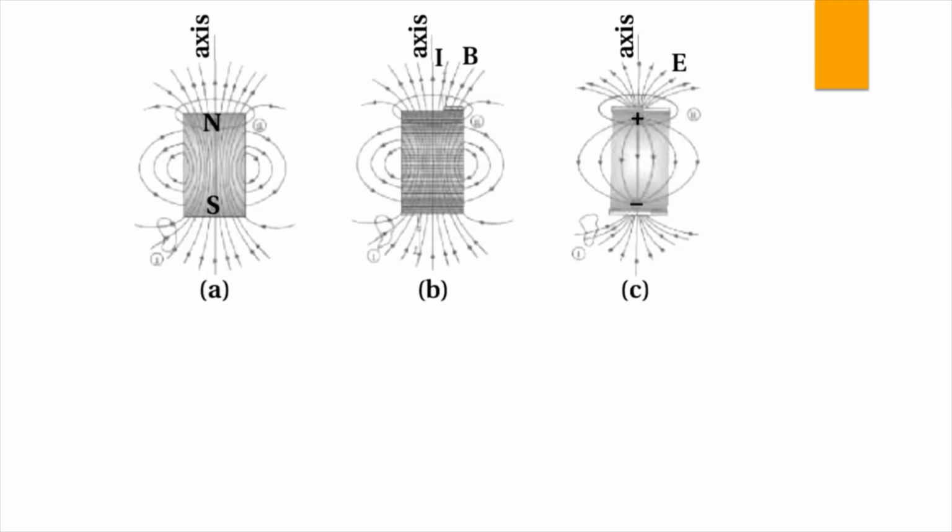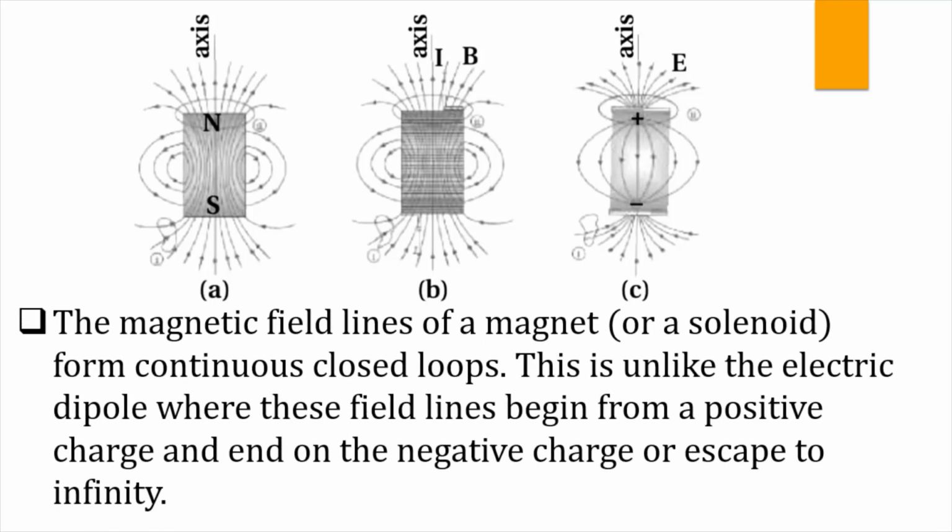On the other hand, if you carefully observe figure A and figure B, you will find that magnetic field lines come out from the north pole of the magnet while they enter the south pole outside, and inside the magnet the field lines travel from south to north. So the magnetic field lines of a magnet or a solenoid form continuous closed loops. This is unlike the electric dipole, where field lines start from the positive charge and end at the negative charge. So magnetic field lines always form closed loops while electric field lines never form a closed loop.